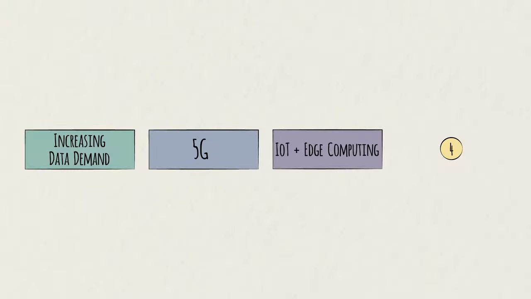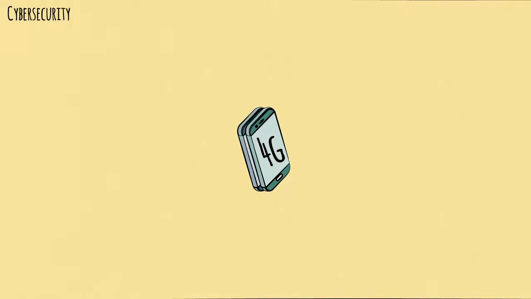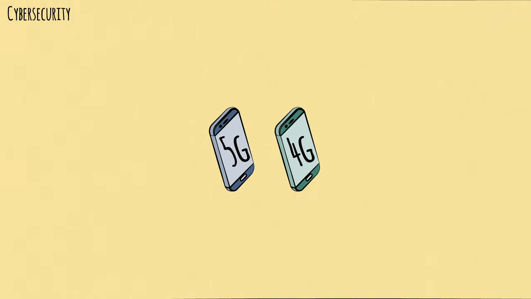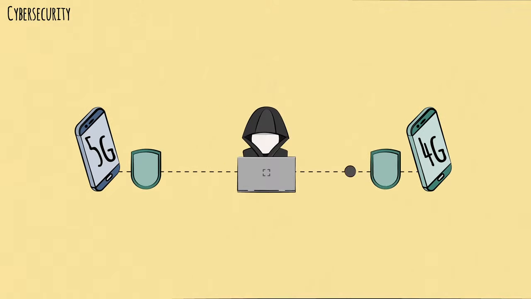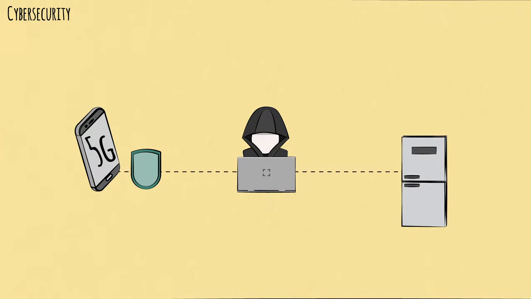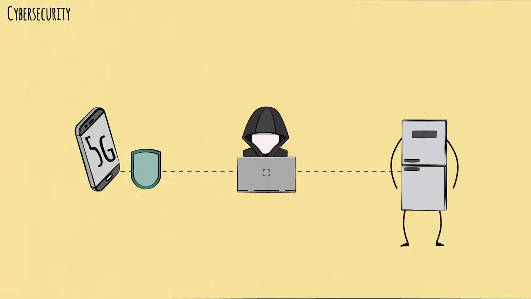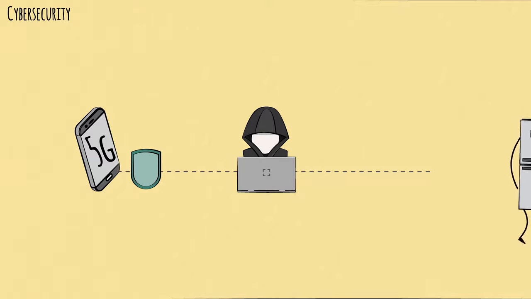Either way, these advanced technologies will bring with them new cybersecurity threats. With each new technology, cybersecurity becomes more complex to manage. Devices with 5G technology may be able to get around cybersecurity solutions designed for 4G networks, while the expanding Internet of Things leads to exponentially more connected devices for hackers to connect through.